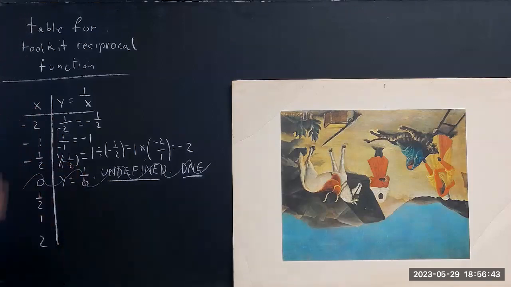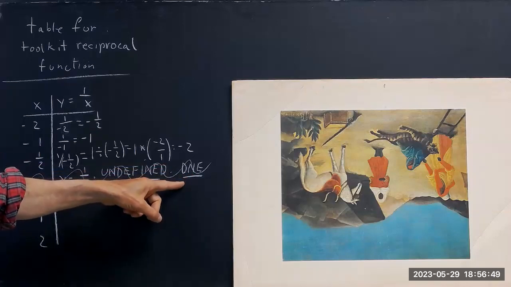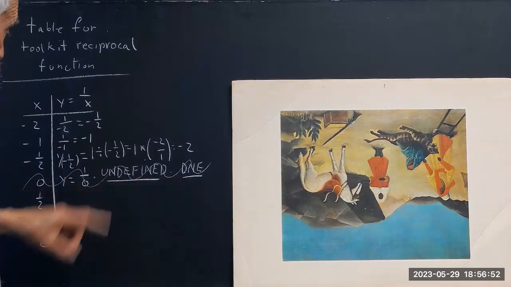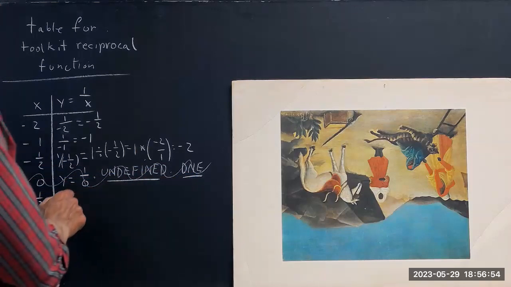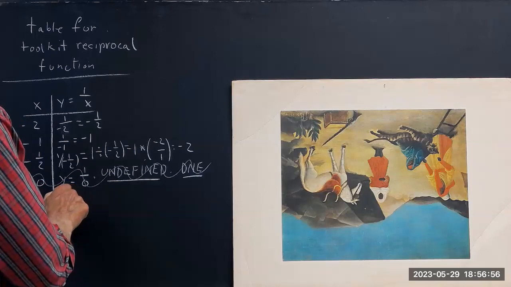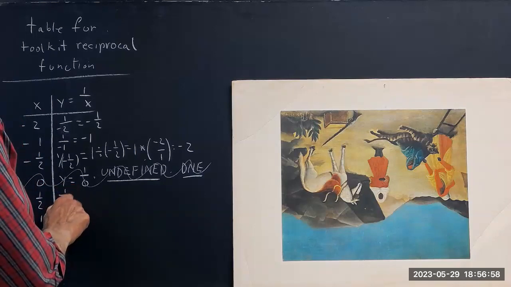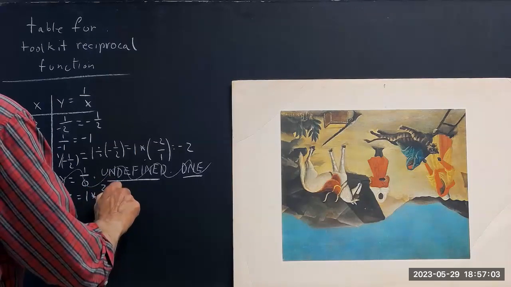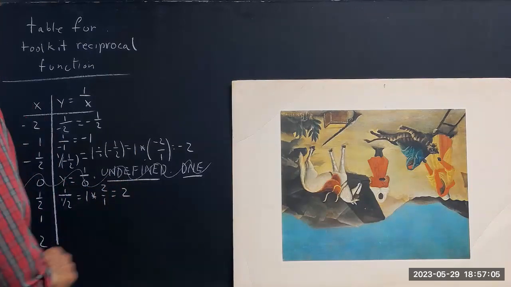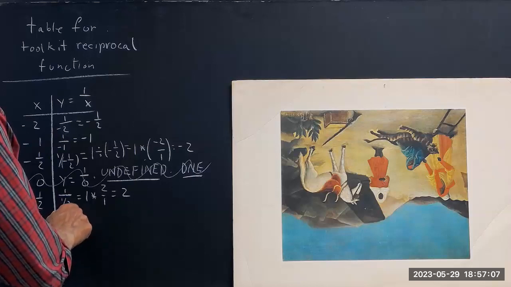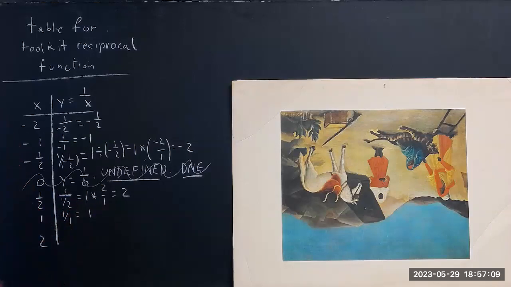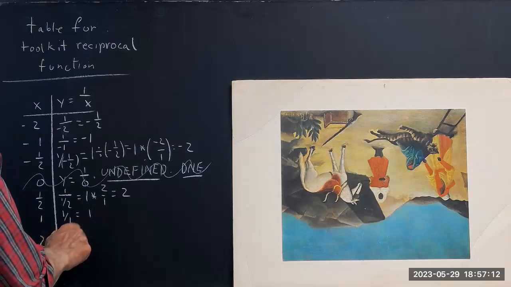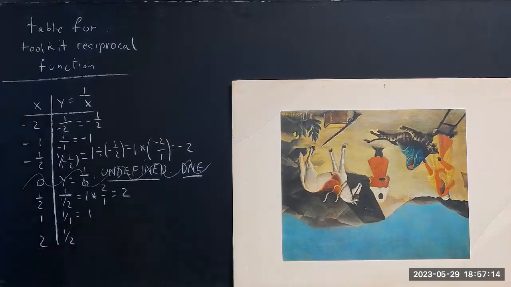In any case, there we have it. Okay, we're just trying to do the arithmetic at this point. And one thing about the arithmetic, if it's undefined, we say it's undefined and we cross it out. Okay, when x is 1/2, we get y equals 1 over 1/2, which is 1 times 2 over 1, which is 2. And then when x equals 1, y is 1 over 1, which is 1. When x equals 2, y is 1 over 2, which is just 1/2. And there we have it.